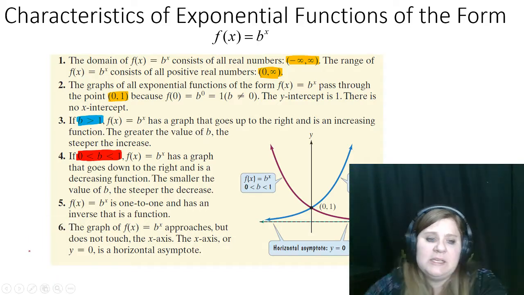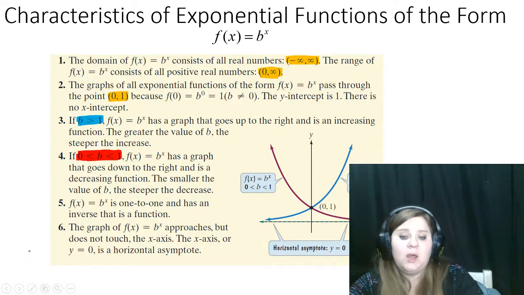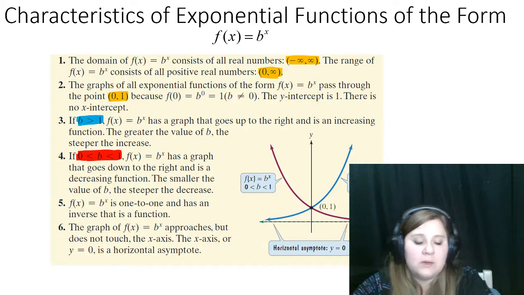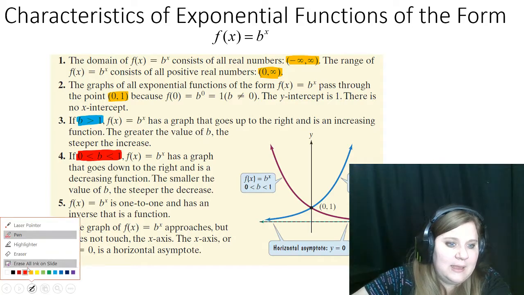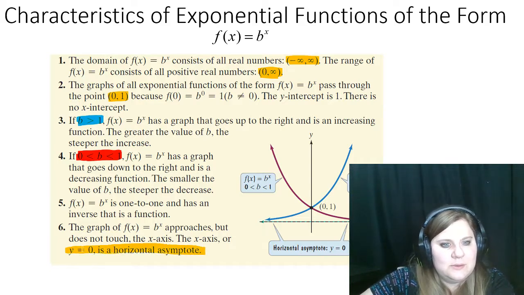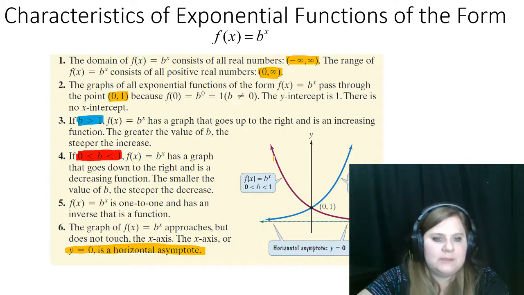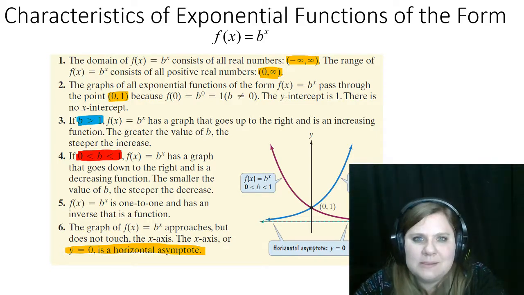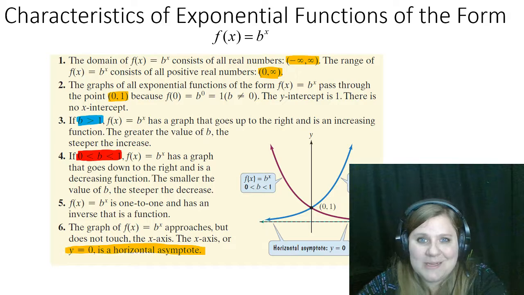Now, these are also going to be one-to-one functions. That means that you can find their inverse. And they have a horizontal asymptote at y equals 0. Okay, so horizontal asymptote at y equals 0 is also super duper important. All right, so feel free to pause this video to capture all this. And when you're ready, come back and press play.